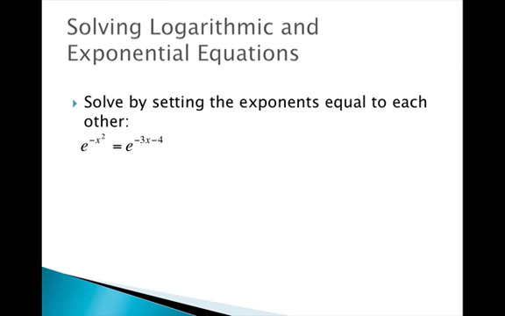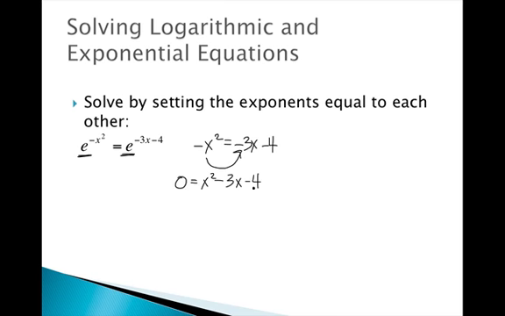For our first example, we're going to set our exponents equal to each other. The reason for doing this is we've got the same base, and just like our technique said on the previous slide, when you have the same base, set your exponents equal to each other. That means we have negative x squared equals negative 3x minus 4. Remember from your algebra days, you have to set this equal to 0. So we're going to bring our x squared over here by adding x squared to both sides. Now we have x squared minus 3x minus 4 equals 0.